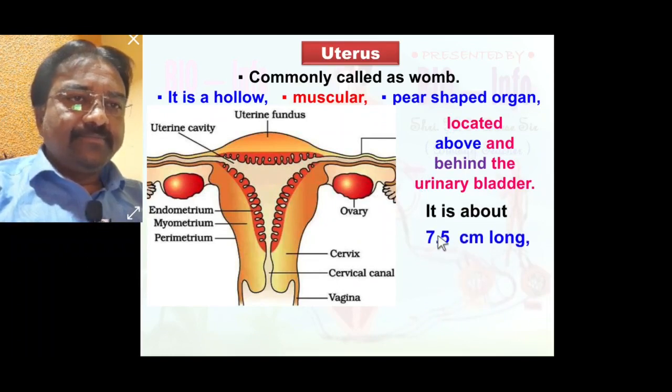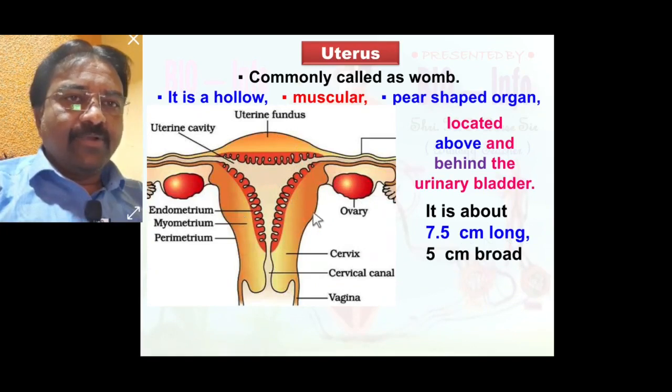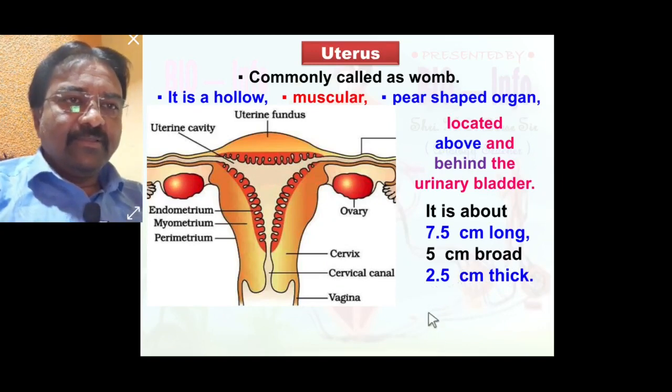The measurement of the uterus is noted here: it is about 7.5 centimeters long, 5 centimeters broad, and 2.5 centimeters thick. Most of the time MCQ questions are asked on the basis of the measurement of the uterus.